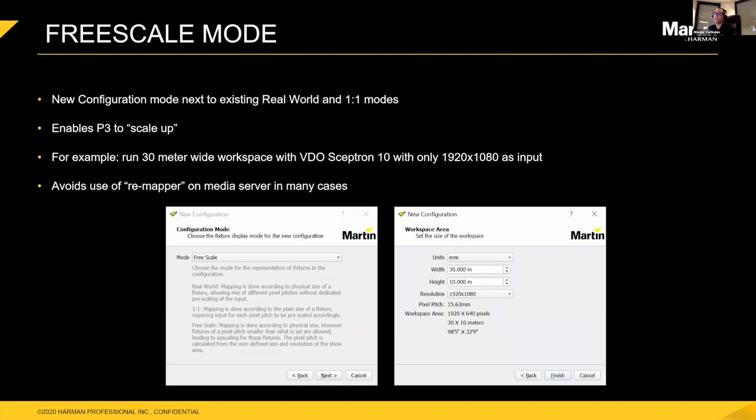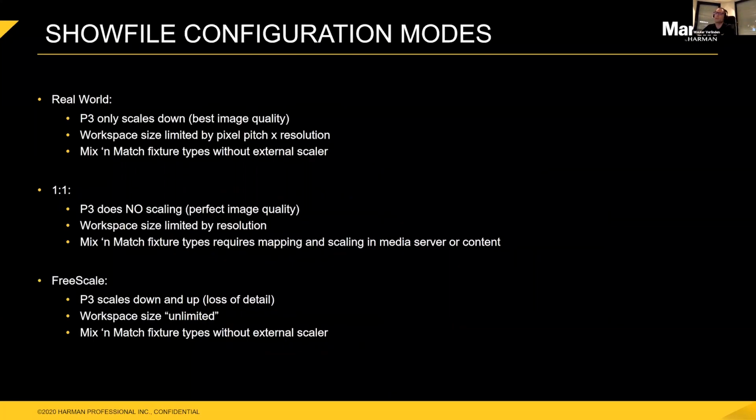Now, with the new Freescale configuration mode, P3 can scale up. So even if your stage or building is larger than the resolution typically allows, in the new Freescale mode, you can actually scale the video up and fit that larger surface. Which basically means that we now have 3 different show modes, which you choose when creating a new show file. So we have the real world mode, which is the original P3 mode. In that mode, the P3 only scales down, so it gives you the best image quality, but the workspace size is limited by the amount of pixels of your incoming resolution.